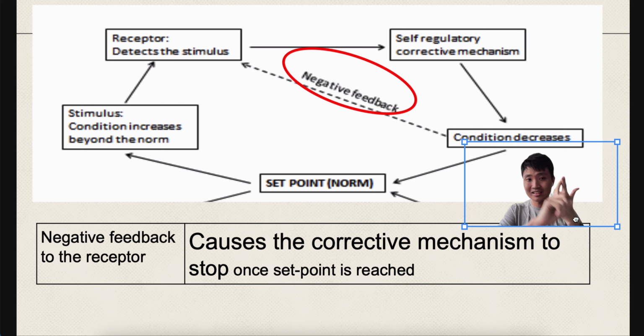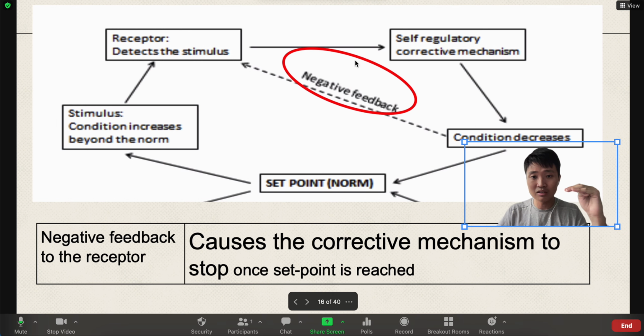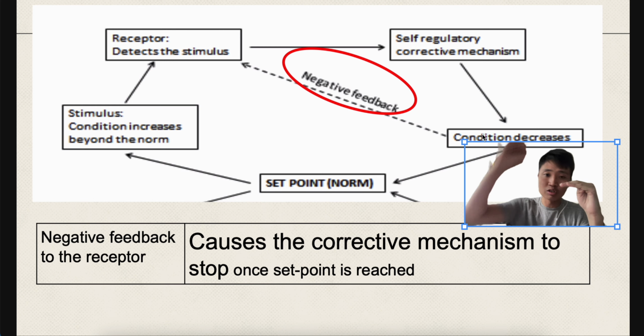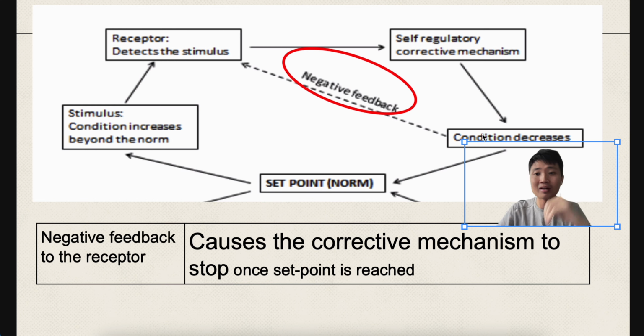The keywords are: stimulus, something changes. Receptor will detect the change. The self-regulatory corrective mechanisms actually change things back to normal. And finally, negative feedback. You all keep asking us, what's negative feedback? Negative feedback is when the condition has increased or decreased back to normal already. It causes the corrective mechanism to stop. Because if it doesn't stop, the condition will keep decreasing and decreasing, and it will go way below normal. But that's not what you want. You want it to decrease back to normal and then stop and maintain there. So negative feedback is when it starts to decrease, then straight away it tells the receptor, hey, enough. Then, boom, it will stop there at the normal.